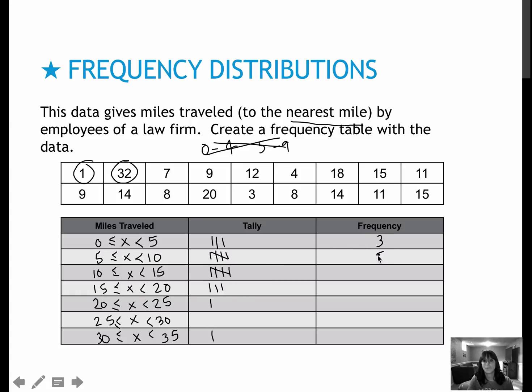So 3, 5, 5, 3, 1, 0, and 1. And it is important to put that 0 there because we're going to now turn these into histograms, and we're going to want to know that there was nothing in that interval. We can't just skip it.